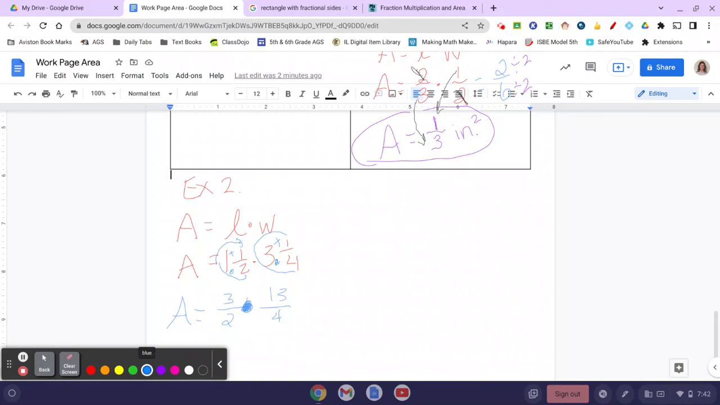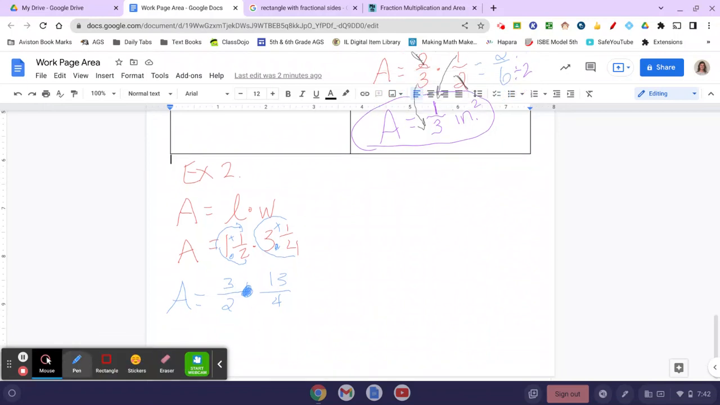I look diagonally. There's nothing I can cross cancel on this one. So I'm going to multiply straight across. A equals 3 times 13. If you don't know what 3 times 13 is, you might have to go out to the side and do some algorithm. 3 times 3 is 9. 3 times 1 is 3. So my numerator is going to be 39.